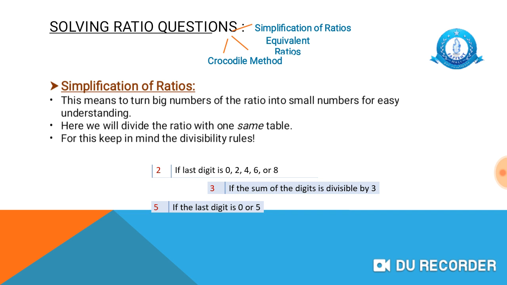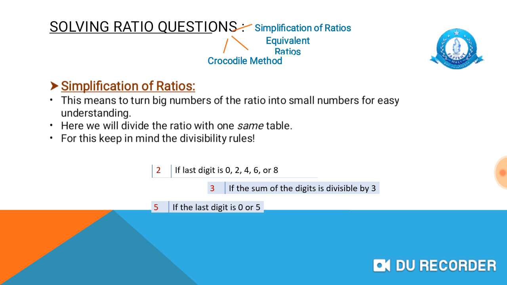Let's look at the type of questions that we will be doing. Simplification of ratios, equivalent ratios, and the crocodile method. We will start from simplification of ratios. This means to turn the big numbers of the ratios into small numbers for easy understanding.